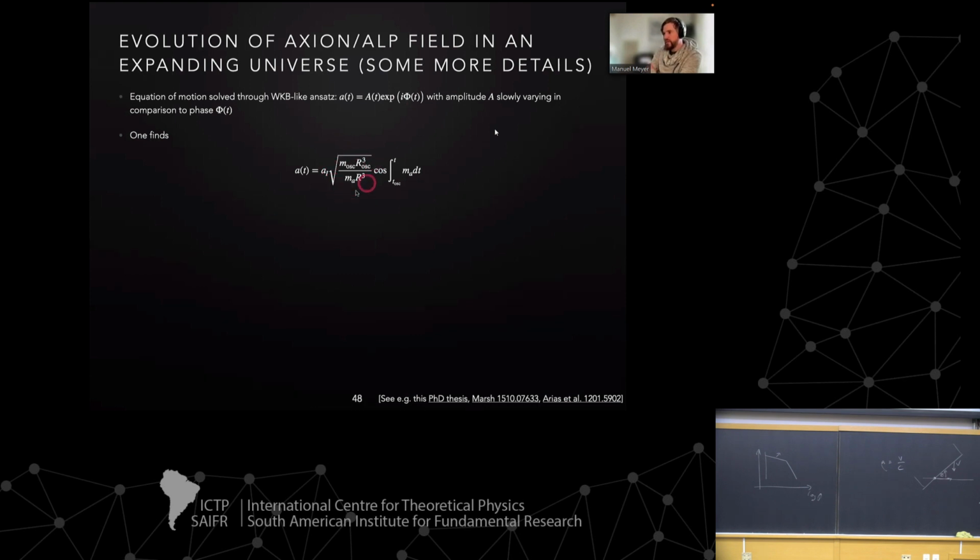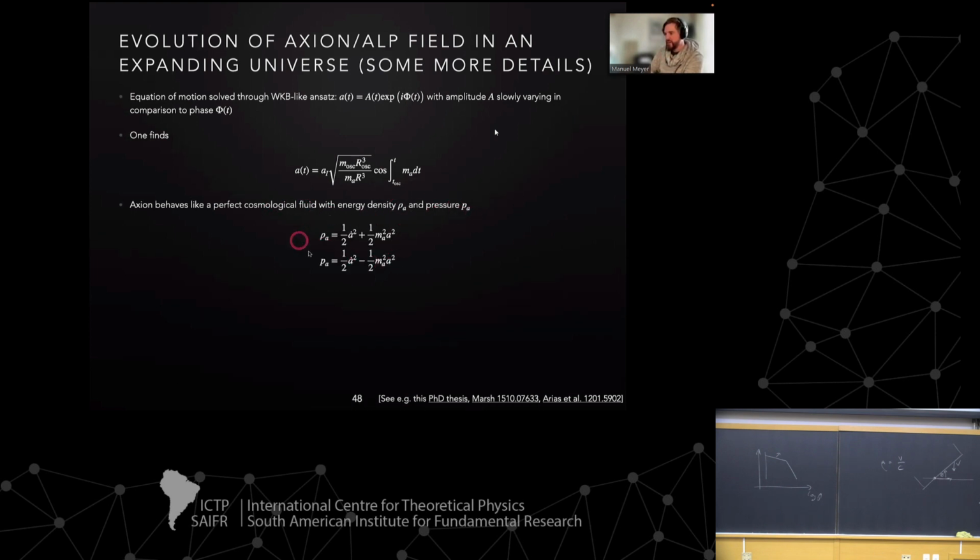And then you have the combination of the scale factor and mass, where m_osc is the mass when the oscillation starts, and this is the scale factor when the oscillation starts. And here you have your initial field value. Okay. And so in this case, what we find is that the axion behaves like a perfect cosmological fluid that has some energy density and some pressure.